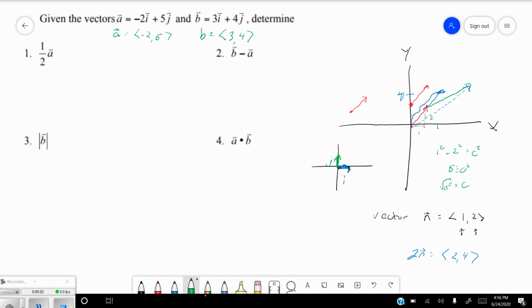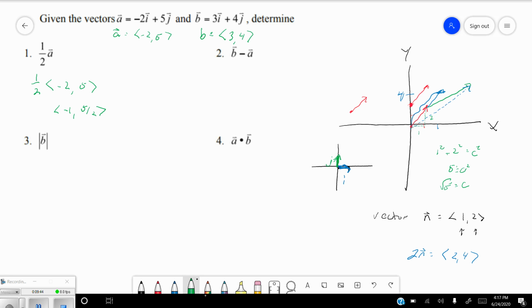Okay, so 1 just wants us to take 1/2 of A. So literally, I need to take 1/2 and multiply it by my A vector, which is -2, 5. And then you'd simply distribute the 1/2 into each piece. So 1/2 times -2 is -1. 5 times 1/2 is just 5/2.